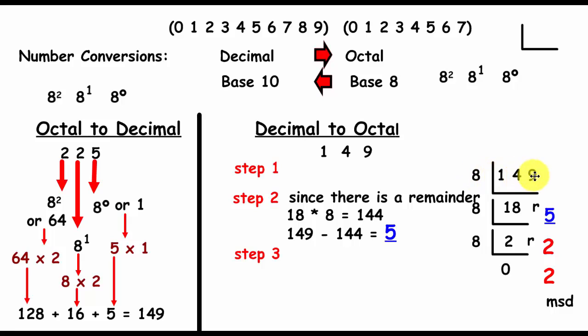Very quickly, here's what we did. We divided 8 into 149, and it went 18 times with a remainder of 5. Leave the 18 here. Now divide 8 into 18. It goes 2 times. 2 times 8 is 16. 18 minus 16 is 2. 8 goes into 2 0 times with a remainder of 2. So your number is 225. I know it's a little bit trickier, but that is exactly how we solve that problem.